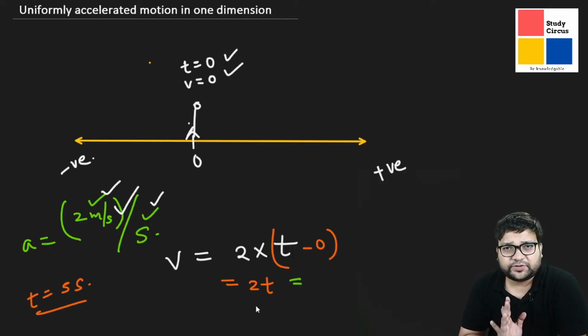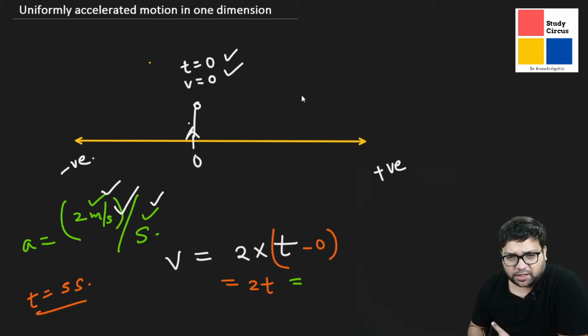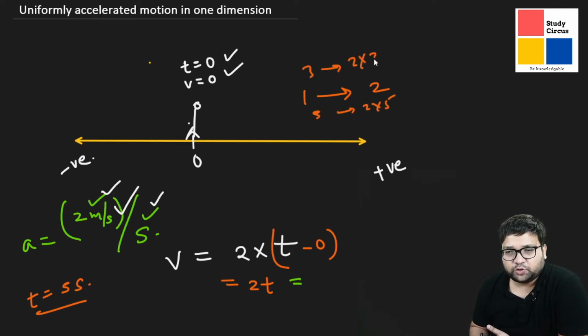The rate of change or increase of velocity is the same. So in 1 second the change is 2. In 5 seconds it is 2 into 5. After 3 seconds it is going to be 2 into 3, because every second there is an increase of 2. So after t seconds the increase will be 2t. Simple. So that's how the speed is 2t.